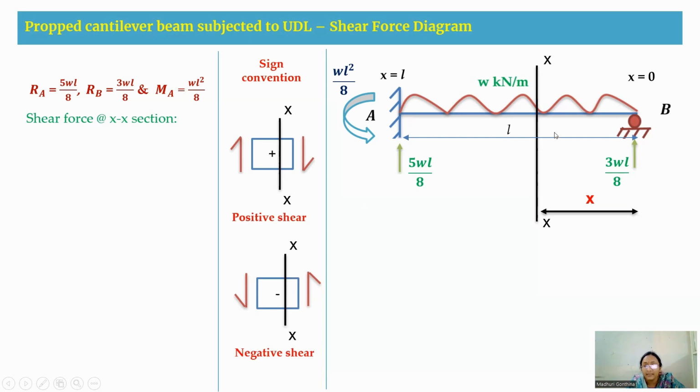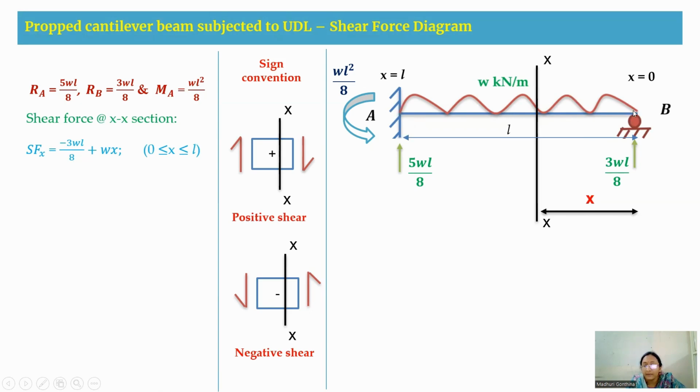Now following this, when we write the shear force at the XX section, we can write 3WL by 8. This vertical reaction is in the anti-clockwise direction, therefore minus 3WL by 8. Whereas this W, the intensity of the load, is in the clockwise direction, therefore it is plus W into X. So the limits here we are going to take are X is equal to 0 to L.